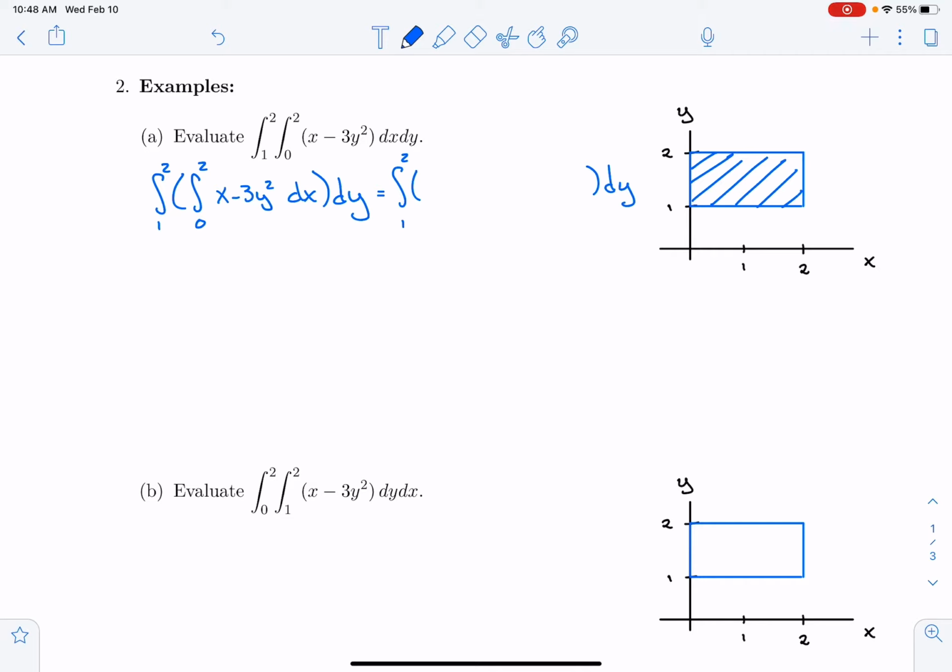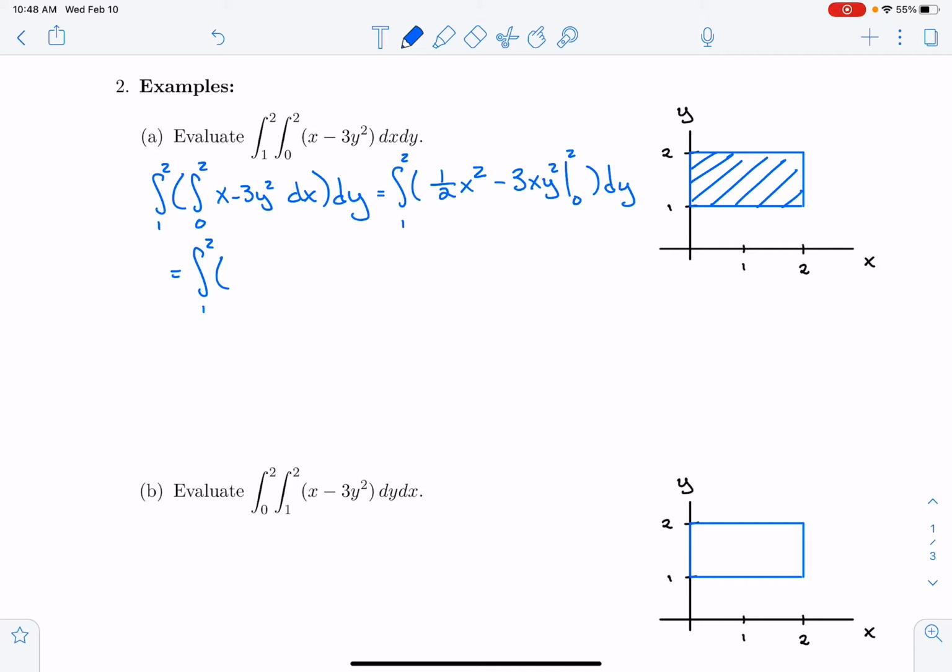The antiderivative of x is 1/2 x squared. And then the antiderivative of 3y squared, well, that's just a constant, so we're going to just multiply that by x. So this is going to be 3xy squared. And I need to evaluate that between 0 and 2. So I'm going to integrate from 1 to 2. Now I'm going to evaluate what's on the inside of those parentheses.